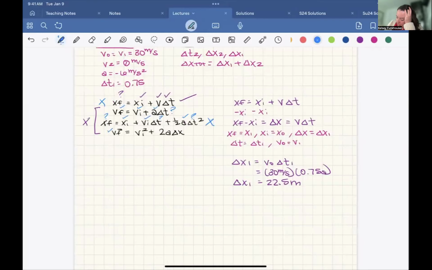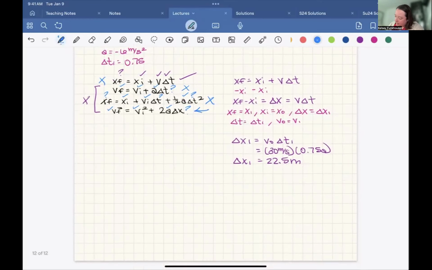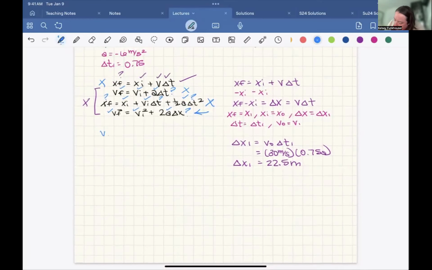Let's see. We know the velocities and acceleration, and we want the displacement. Okay, this is the equation we want to use. We don't need to use this equation. I mean, we can because we only have one unknown, but we're not asked for the time, so why do extra work? Okay, so let's see. V final squared equals V initial squared plus 2a delta x.